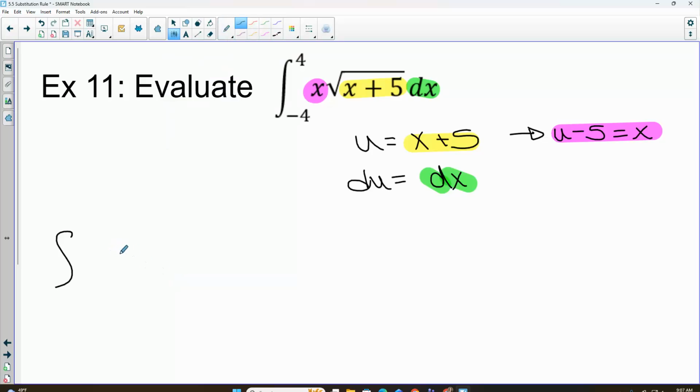So I have the integral of u minus 5 times the square root of u, or u to the 1/2, du. Why is this better than what I started with?